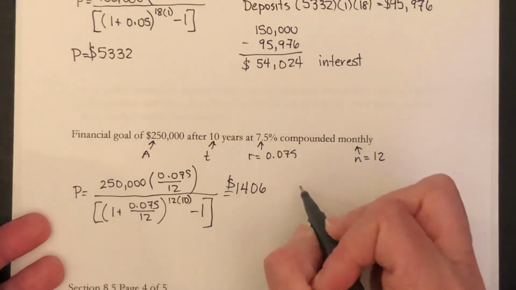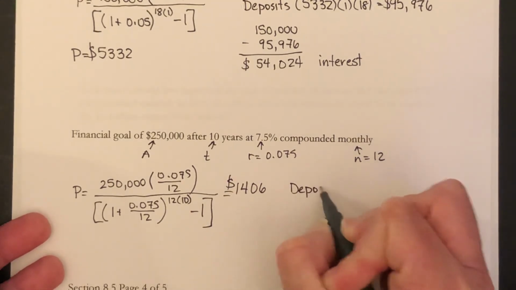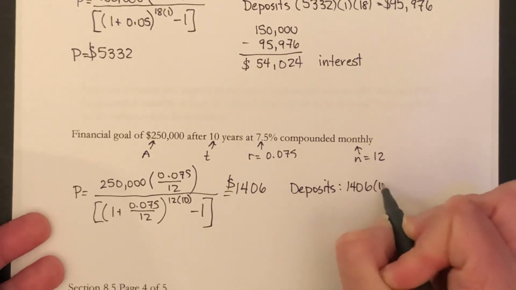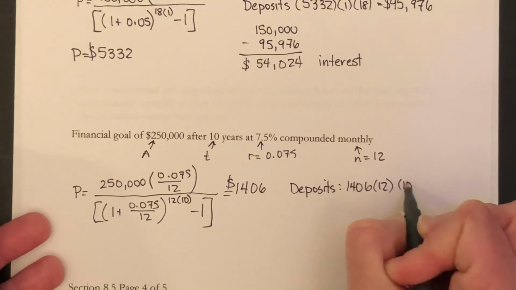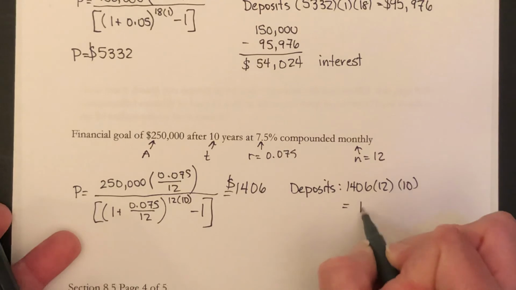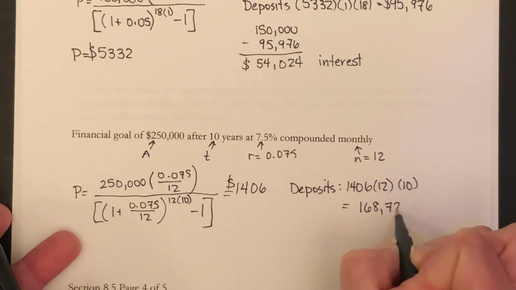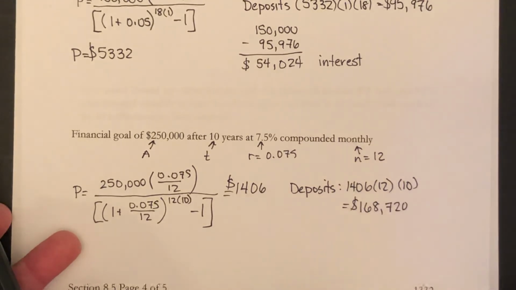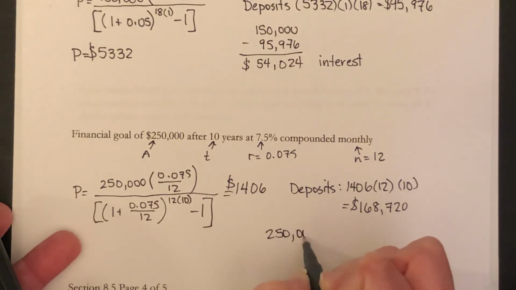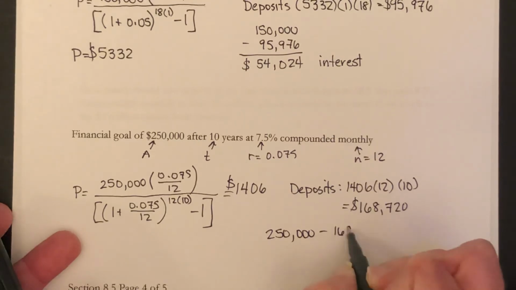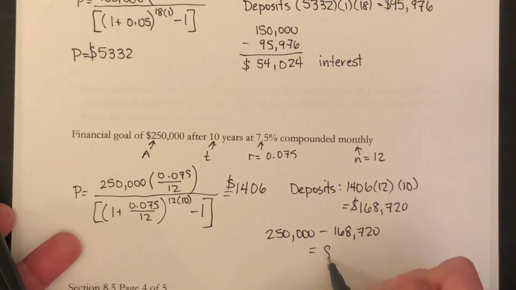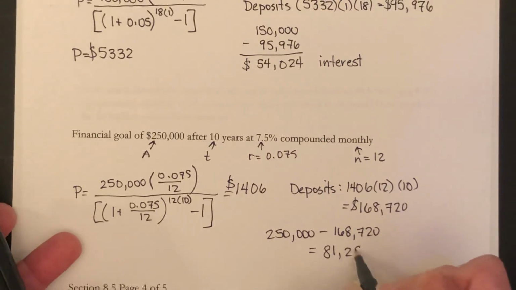How much did we end up depositing overall? Would be 1406 every month, so 12 for 10 years. And that gives me $168,720 that we have deposited. Subtract to get the interest, which is $81,280.